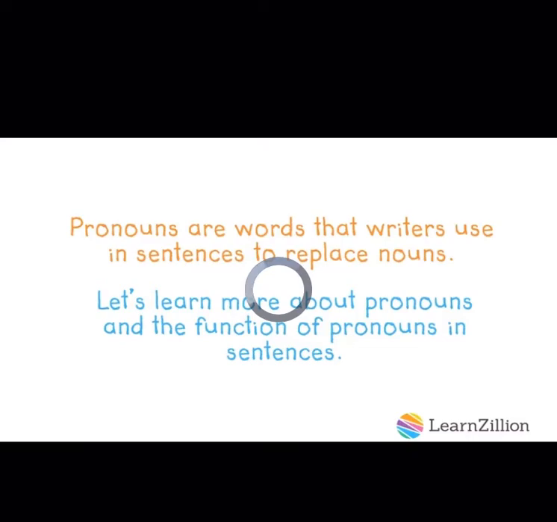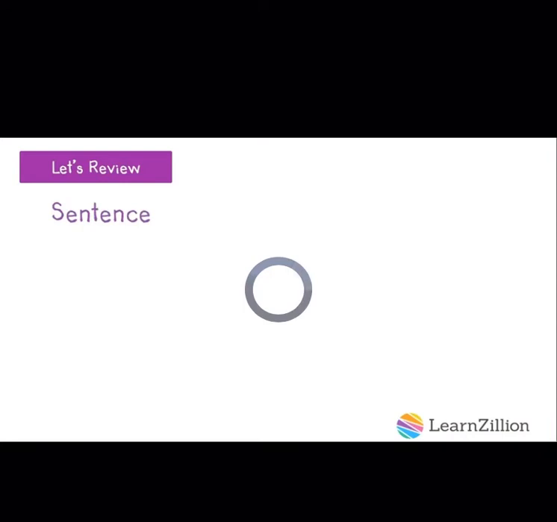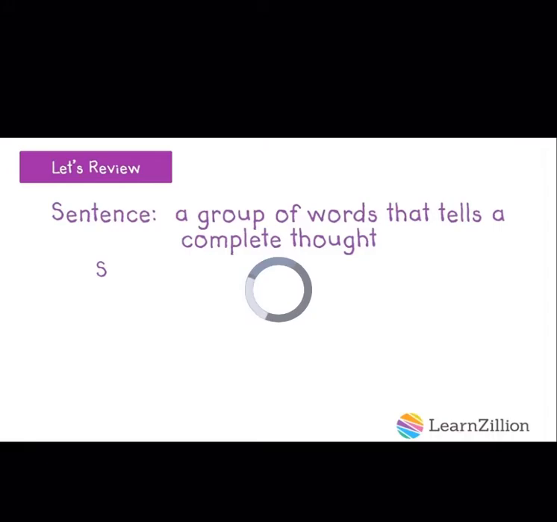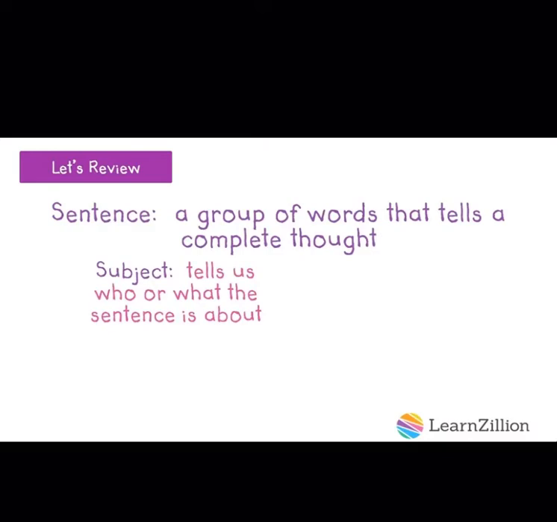Pronouns are words writers use to replace nouns. Let's learn more about pronouns and the functions of pronouns in a sentence. Before we begin, let's take a minute to review what we know about sentences. A sentence is a group of words that tells a complete thought. A sentence has two parts, a subject and a predicate. The subject tells us who or what the sentence is about, and the predicate tells us something about the subject. Sometimes the predicate starts with an action word, a verb. This tells us what the subject is doing.